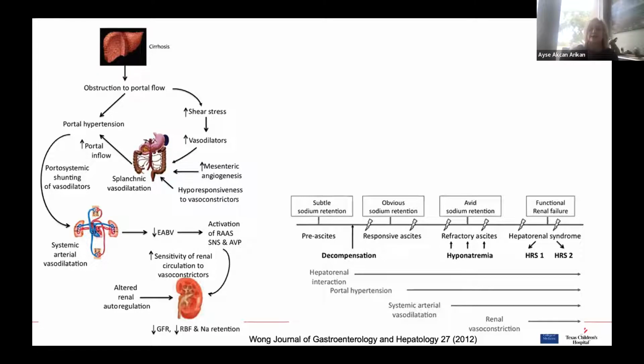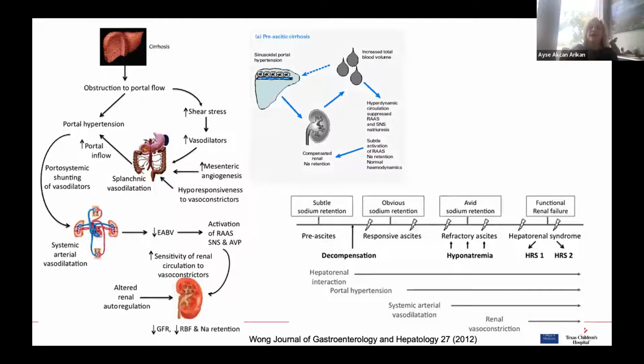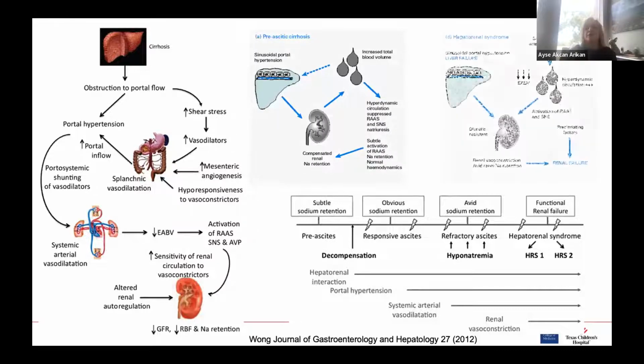This is an older slide, as you see. It's talking about HRS type 1 and 2. We're now calling them HRS AKI and non-AKI. Further illustration here that there is a hemodynamic component that is driven by vasodilatation and decreased circulating blood volume, which over time turns into full-blown renal failure.